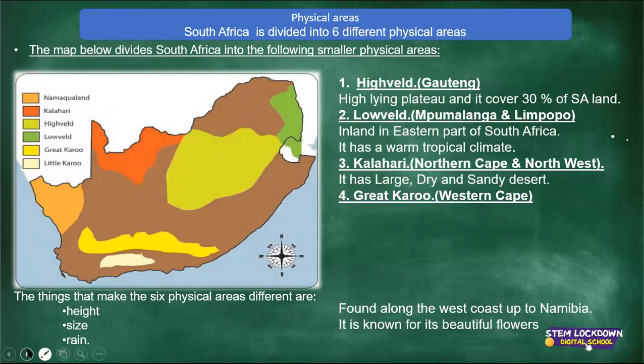We have the Great Karoo. We come to the map again, we look for the Great Karoo. The Great Karoo is this one. The key says it is orange, and then we come to the map and we look for the orange color and we find it here. So it is in the Western Cape. Are we clear? The Great Karoo is in the Western Cape. So it has a large value in the Western Cape. As you can see, it has a very large value in the Western Cape.